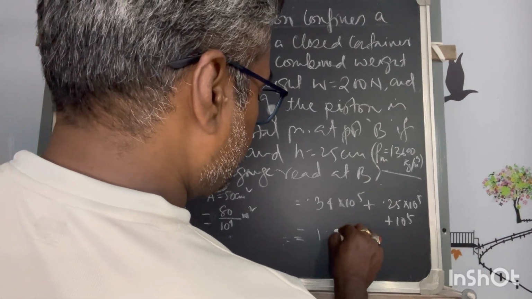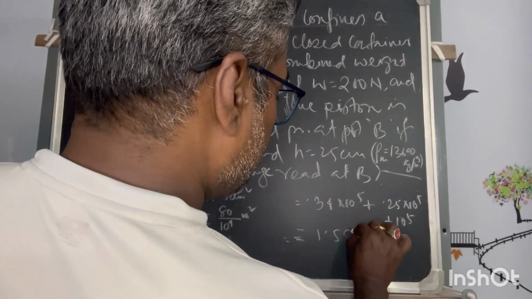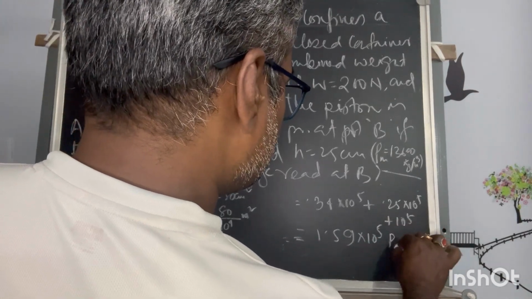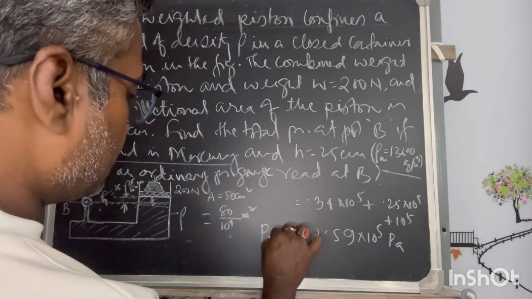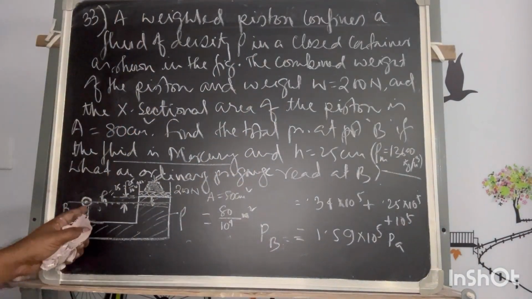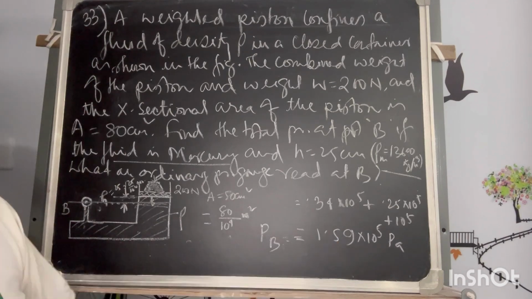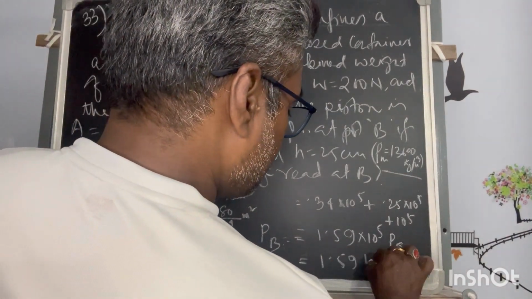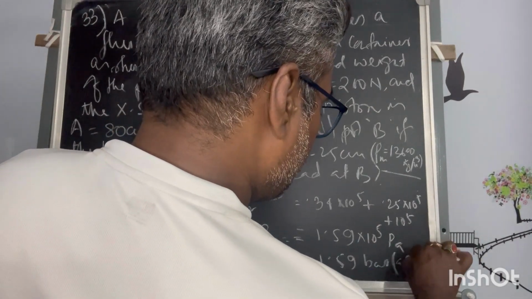So 1.59 into 10 to the power 5, in Pascal, will be the pressure at B. Okay, so this will be the pressure at B. Now this can be said to be approximately 1.59 bar.